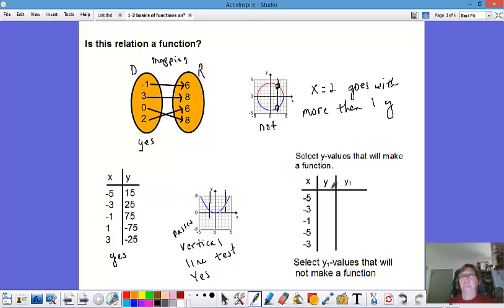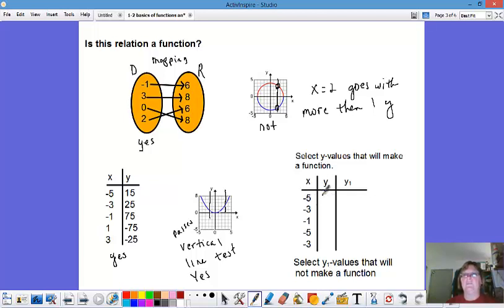Now we've got a little activity for you to do here. We want you to select some y values that will make a function. So in the y column, we want to match numbers up with these input numbers so that we get a function. And I'll tell you, as I'm looking at it, there are some x's that are repeated. And here's the deal. If we have a repeated x, it always has to be with the same y number.